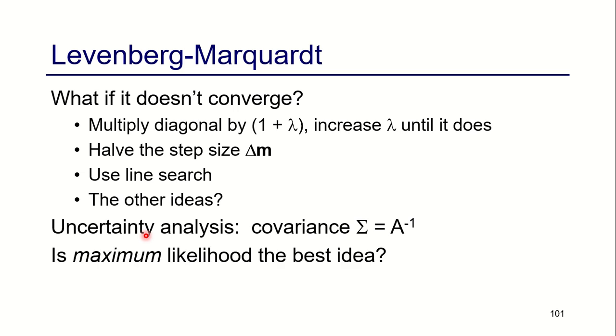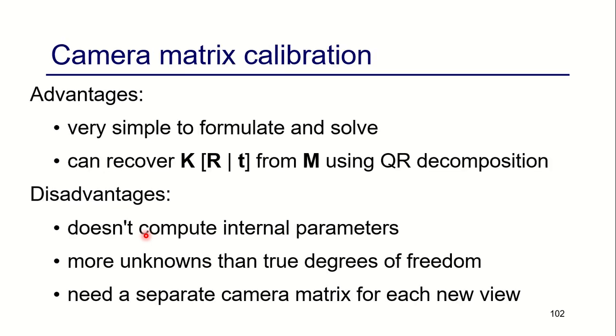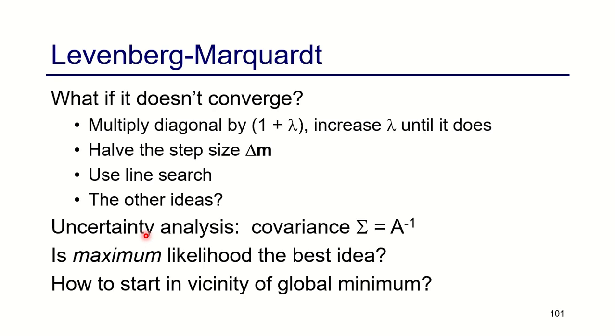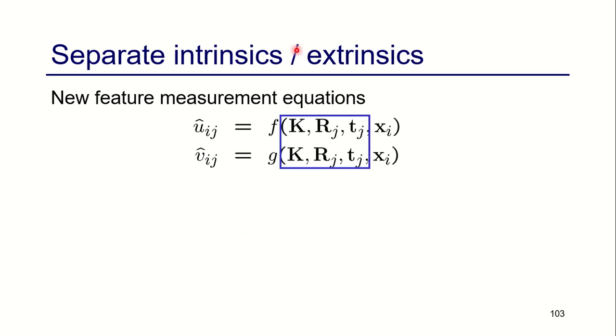Then you have to find out whether maximum likelihood is the best idea and how to start in the vicinity of the global minimum. The advantages of this are that it is very simple to formulate and solve, and it can recover K and [R|T] from M using QR decomposition. The disadvantages are that it can't compute the internal parameters, and if you have more unknowns than the 2 degrees of freedom, then this method cannot calibrate easily, and it needs a separate camera matrix for each new idea. Separate intrinsics or extrinsics, new feature measurement equations.